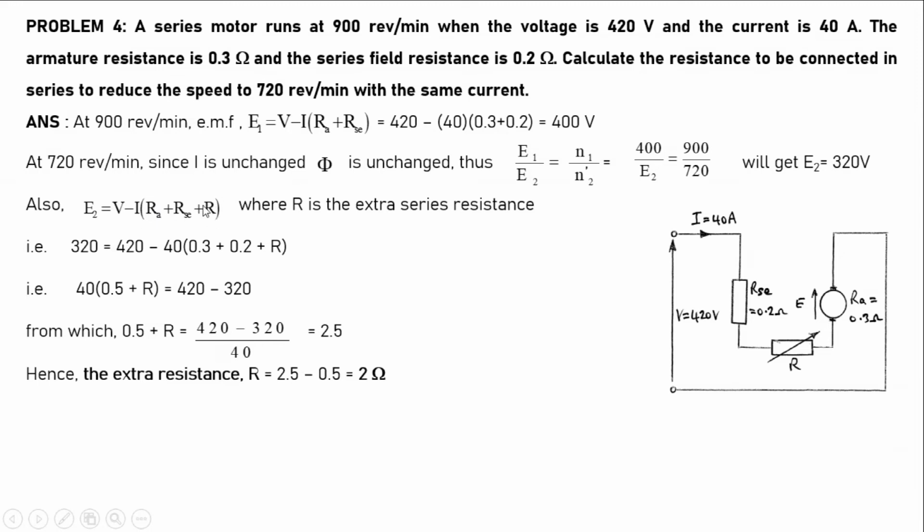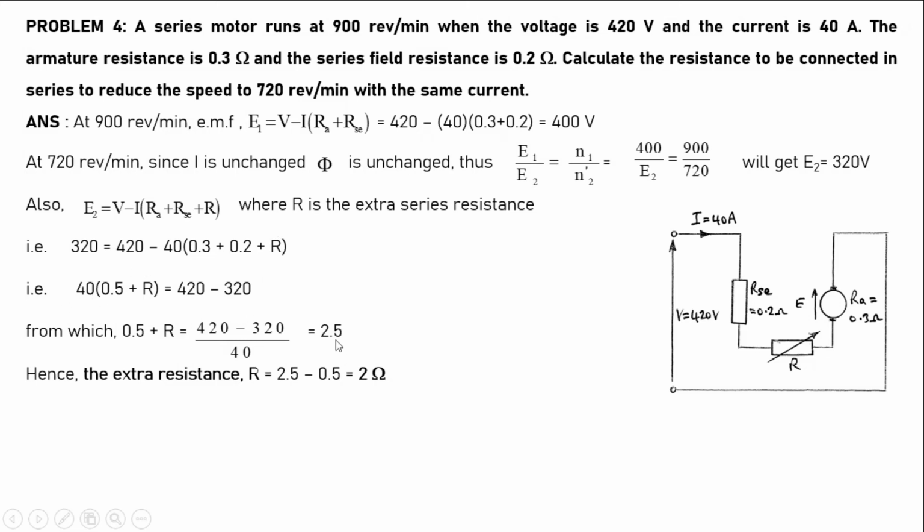In the second case, we need to add one extra resistance in series with the armature, or in series with the series field resistance, to reduce the speed to 720 RPM. So 320 is the second back EMF, equal to 420, the terminal voltage, minus 40 amps, the same current, times 0.3 plus 0.2 plus R, the extra resistance to be connected in series. This R we have to calculate.